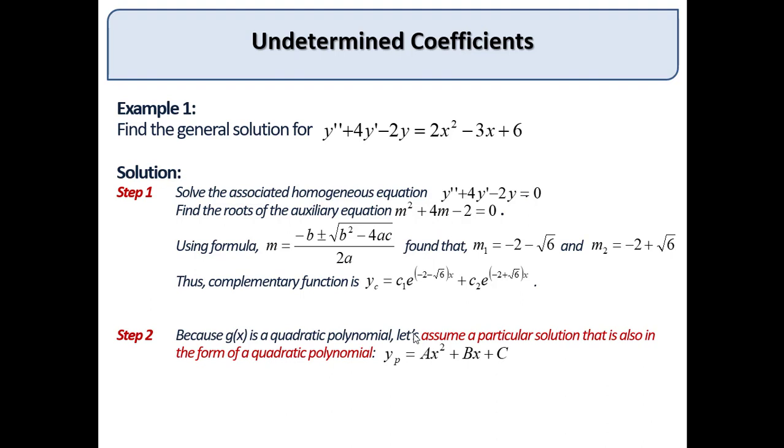Okay, next is step 2. Step 2 is to find the particular solution. For us to find the particular solution, we have to look into what our g(x) is. If our g(x) is a polynomial function, for this case it is of order 2.